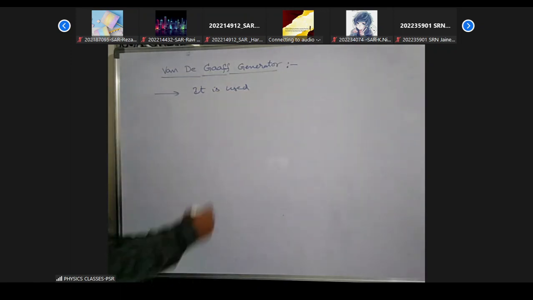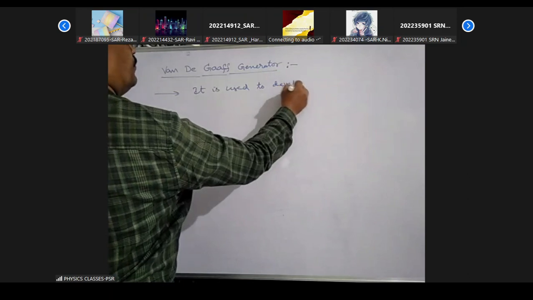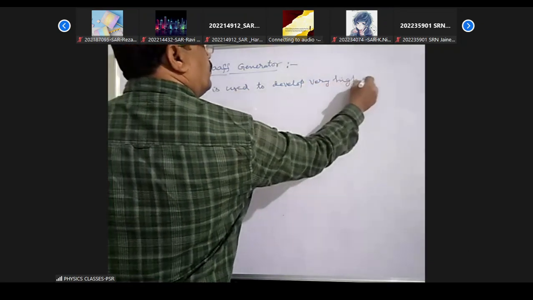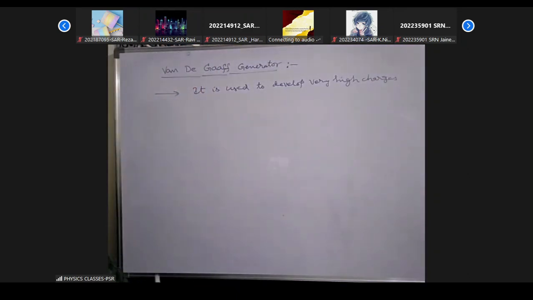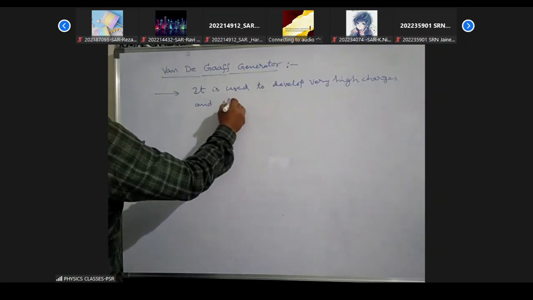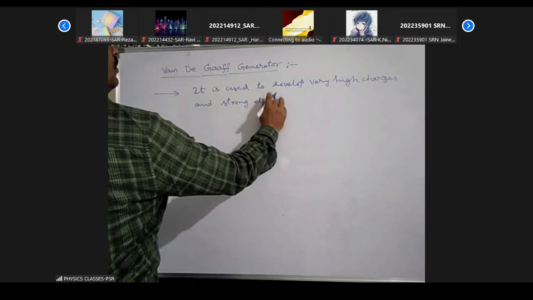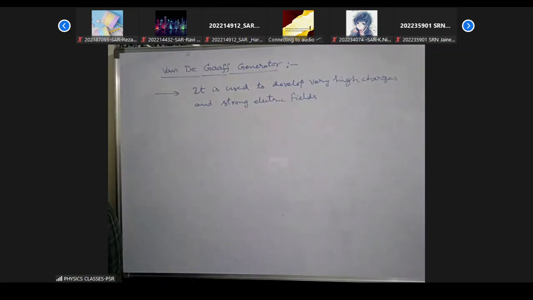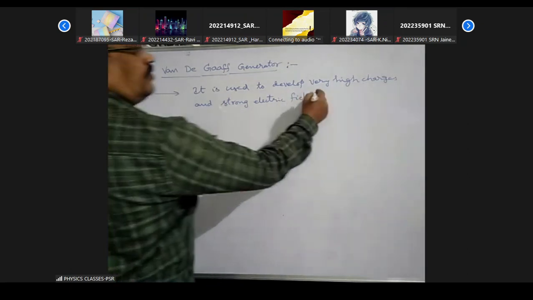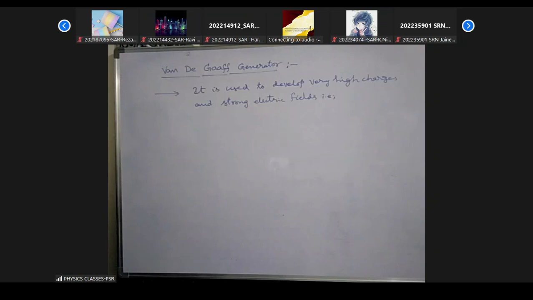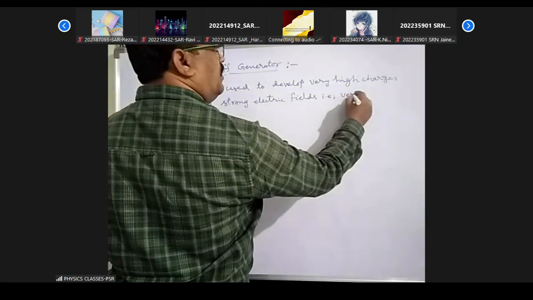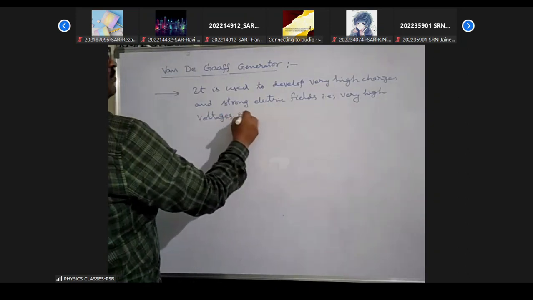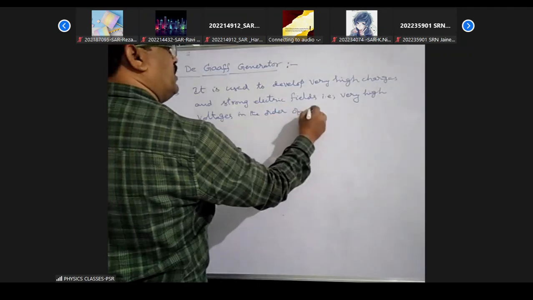The Van de Graaff generator is used to develop very high charges and strong electric fields, that is, very high voltages in the order of 10 power 4 volts.